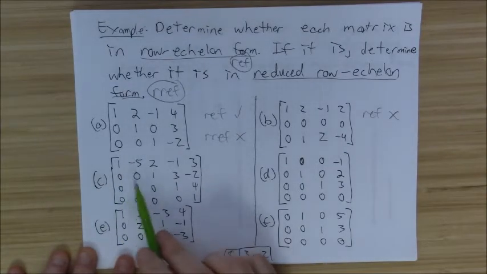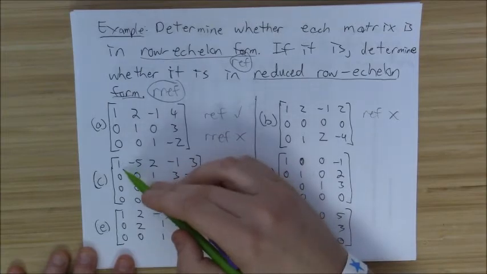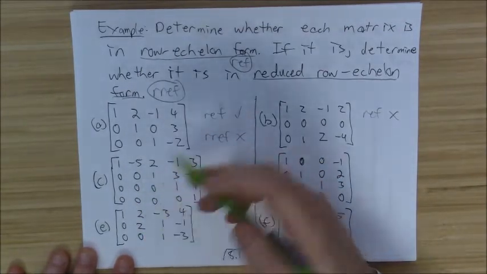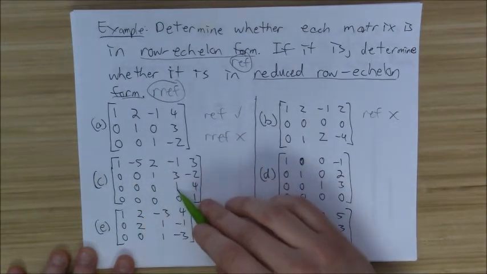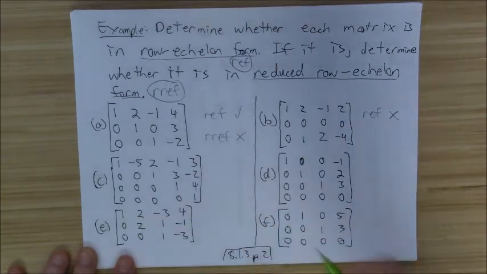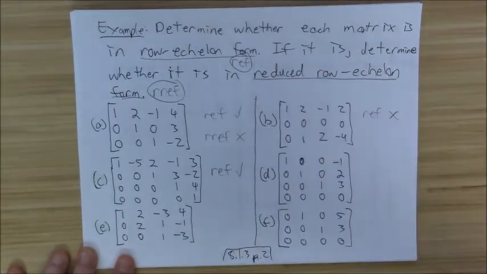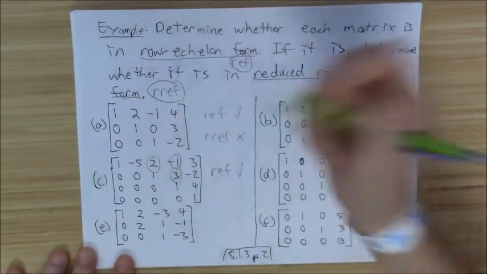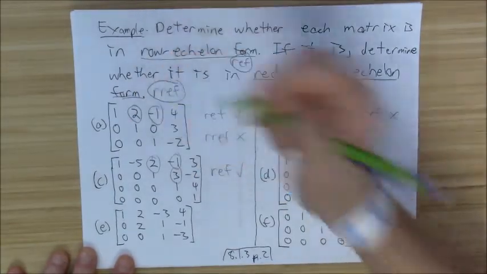For the next one, if we check row echelon form, there's a leading one, so we look at zeros underneath it. Here there are zeros underneath it, and then another leading 1 with zeros that way, and another leading 1 with zeros that way. So this is row echelon form. It is not reduced row echelon form because these aren't 0, just like the previous one was not in reduced row echelon form because those aren't 0.